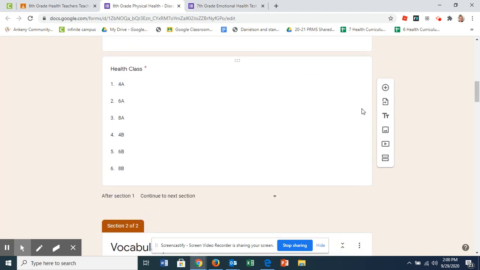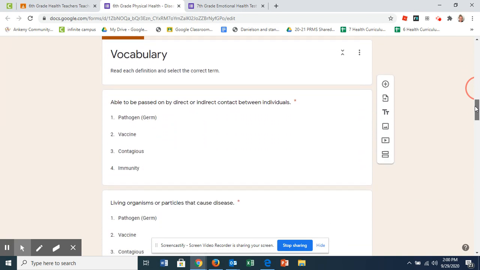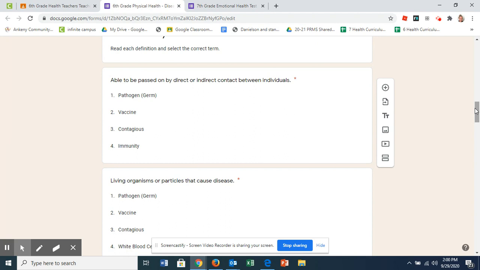Then you will come down to the health class and click on the appropriate period that you have and the class that you have for 6th grade health. After section 1, you will continue to section 2, vocabulary. Please read each definition and select the correct term.